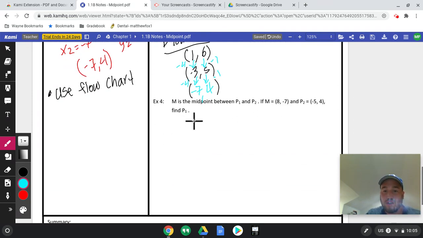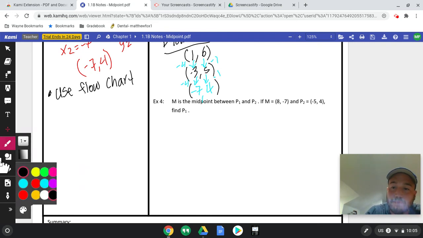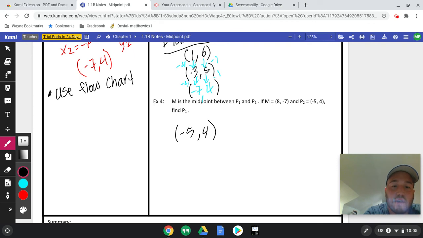Now, down here, M is the midpoint between P1 and P2. It gives us M's coordinates and P2's coordinates. Now let's find P1. So I'm going to show us the flowchart one more time. We know we have to start at our endpoint. Between these, the endpoint is P2, so it's going to be at -5, 4. And then the midpoint, which we'll put next, is 8, -7. And then we have some mystery coordinate that we don't know yet.